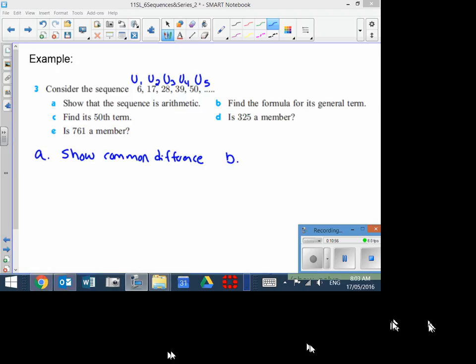In section B, it says find the formula for its general term. So that means our general term formula is always our first term, adding on n minus 1 multiplied by our common difference. So if we now know our common difference from part A of this question, and we know our first term because we're given our sequence, what would this general term formula look like? All right, so if you can set that up as well. For part C, find the 50th term. So if I now have a general term from part B, can I find the 50th term? What will that look like?